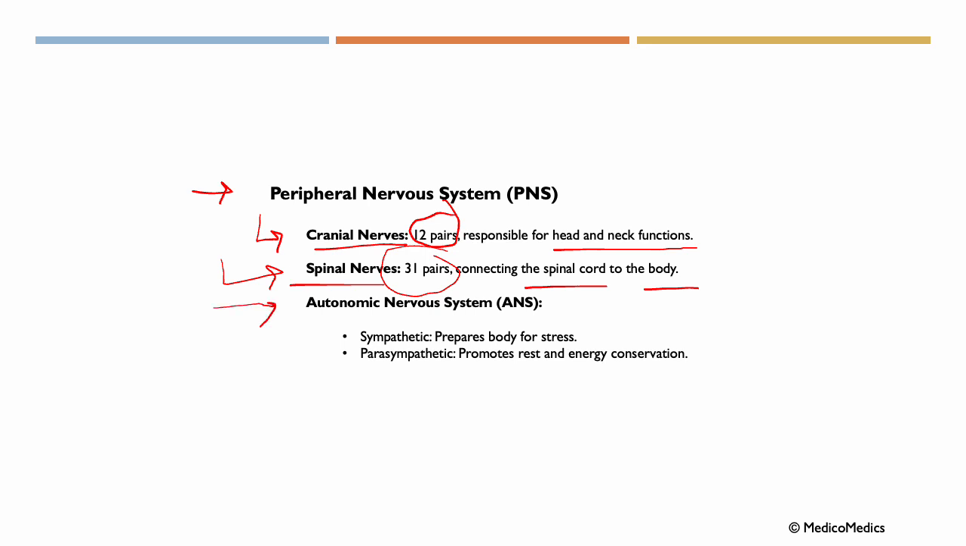And we have the autonomic nervous system. So we have the subparts of sympathetic nervous system and the parasympathetic. Now, the sympathetic nervous system prepares our body for stress. It's connected to activity increase, while the parasympathetic promotes rest and energy conservation, which means it's associated with decreased energy or activity.